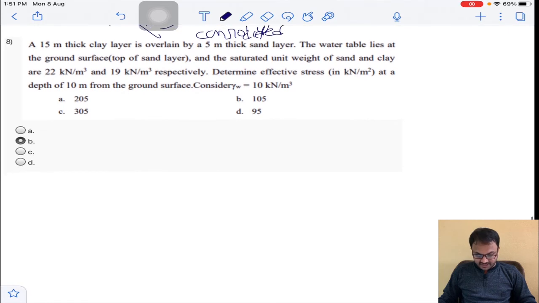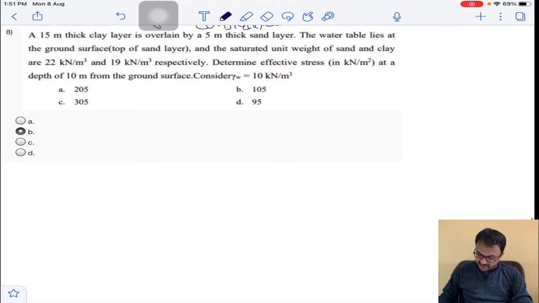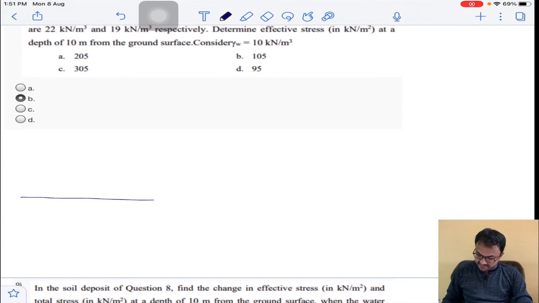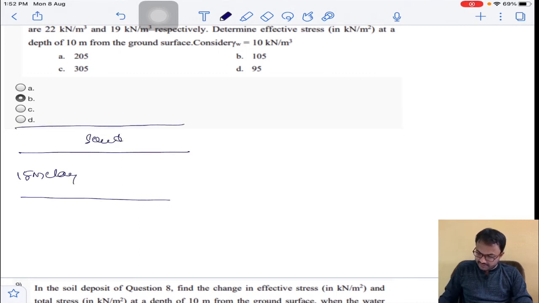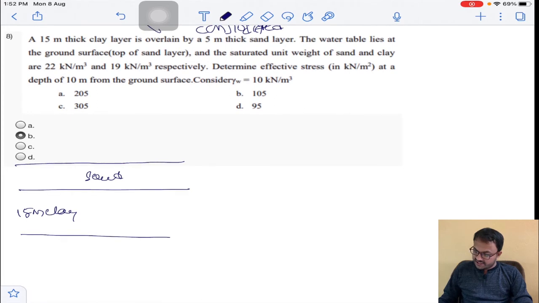And now question number 8. The most important question. Listen carefully. It is a problem. A 15-meter thick clay layer is overlain by a 5-meter thick sand layer. First of all, let me draw the diagram. This is the 15-meter thick clay layer. And there is a 5-meter sand layer. The saturated unit weight of sand is 22 and clay is 19. This is gamma saturated, this is gamma saturated.